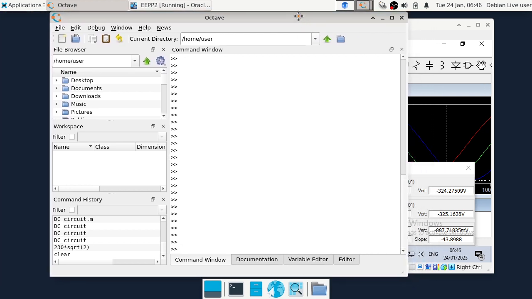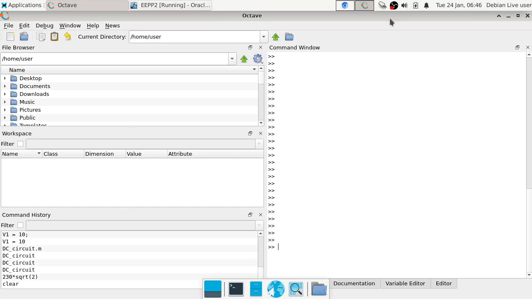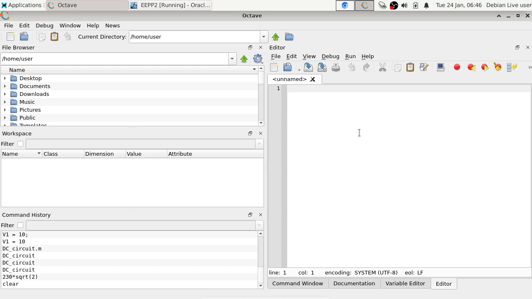So I have Octave open here. I could type in commands straight into the command window here, but I think it'd be more sensible, because there's going to be several steps in this calculation, to type it into an M file so that we can run the calculation more than once if we need to.